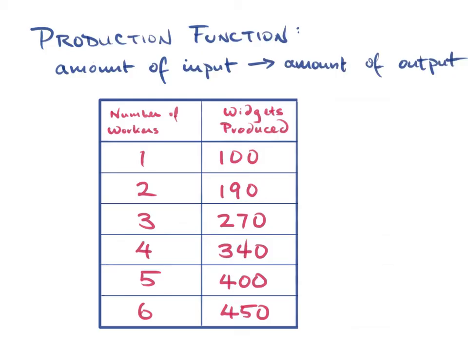Okay, so I'm going to start with an example of what we call a production function, which links the amount of input into the firm to the amount of output it gets. So here in my hypothetical widget factory, I have this table that shows employing one worker could result in producing 100 widgets. If the firm were to employ 2 workers, the workers would produce 190 widgets. 3 workers, 270 widgets, and so forth. So again, we call this a production function.